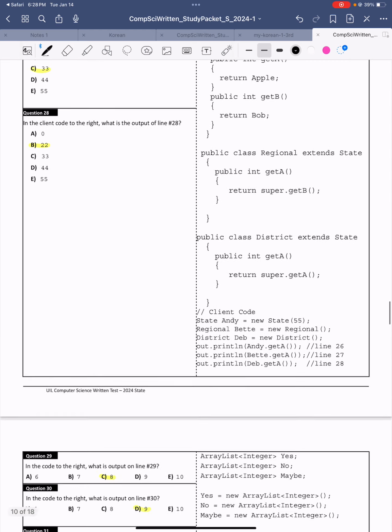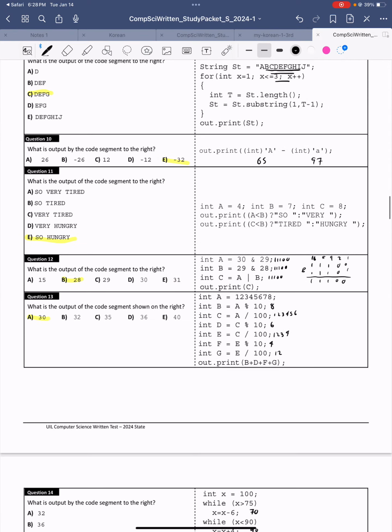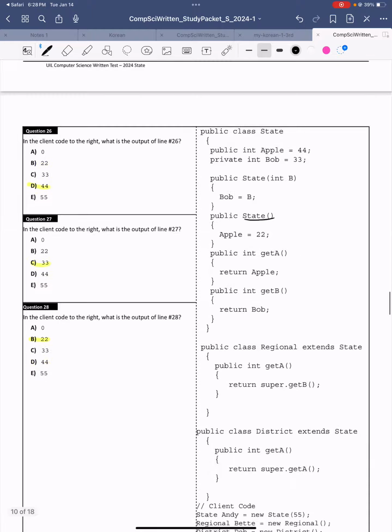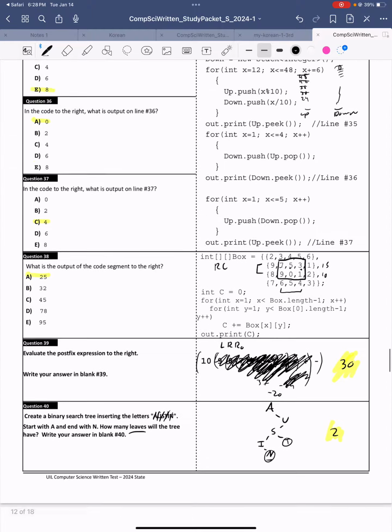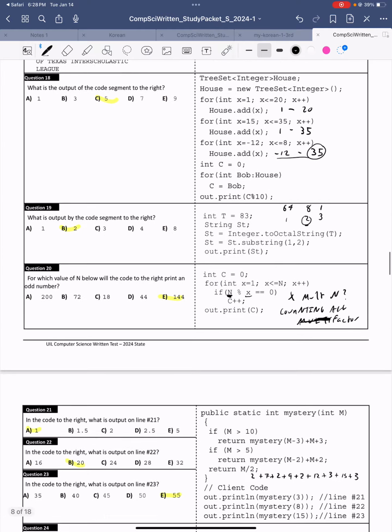Sometimes the strategy could be to do the first page, because they're generally the easiest, and then the last page, because the last page is also very easy as well. The middle pages are the ones with a little bit more Java knowledge.